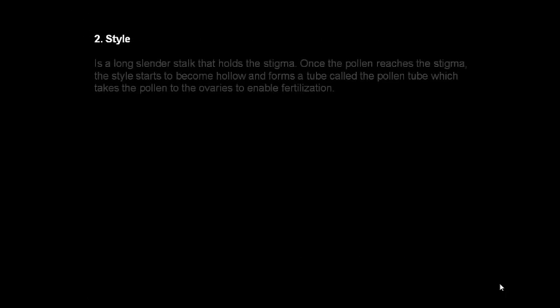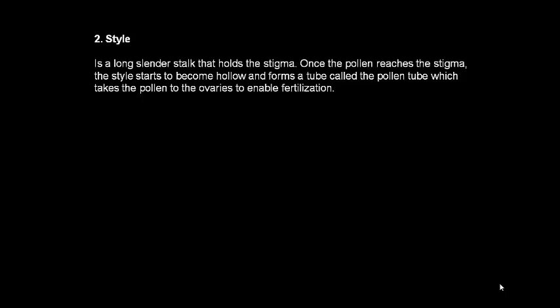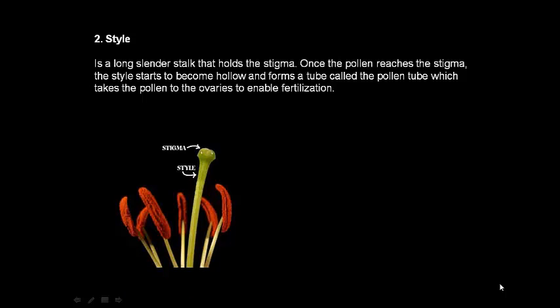Style is a long cylinder stalk that holds the stigma. Once the pollen reaches the stigma, the style becomes hollow and forms a tube called the pollen tube, which takes the pollen to the ovary to enable fertilization. After reaching the pollen grains on top of the stigma, the pollens are transferred through the style, that is, through the tube called pollen tube.